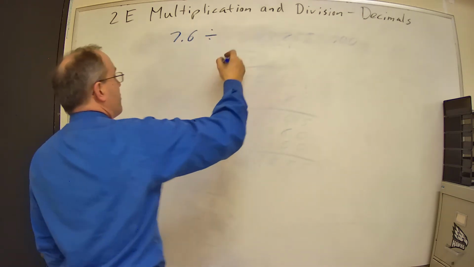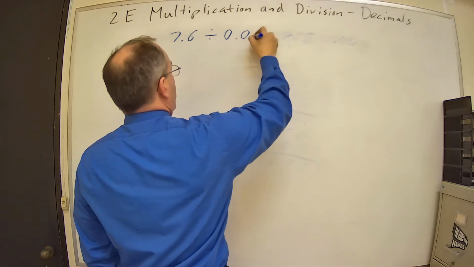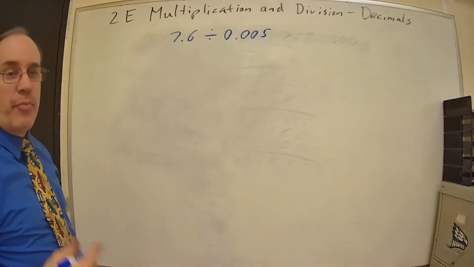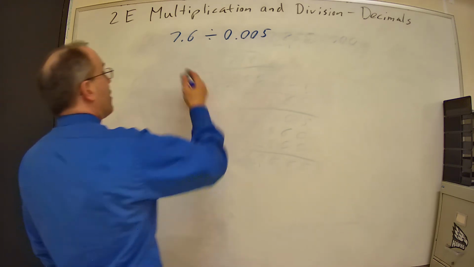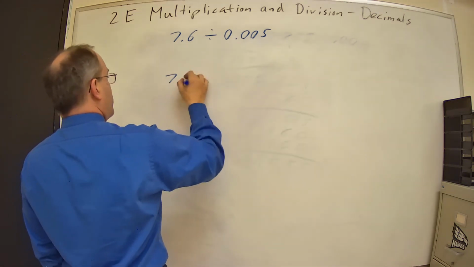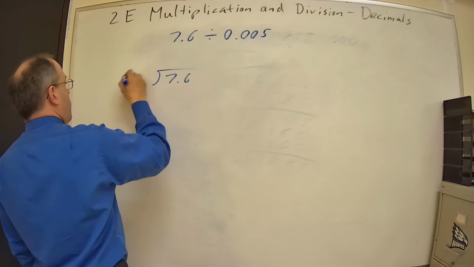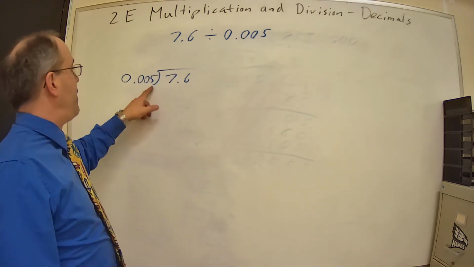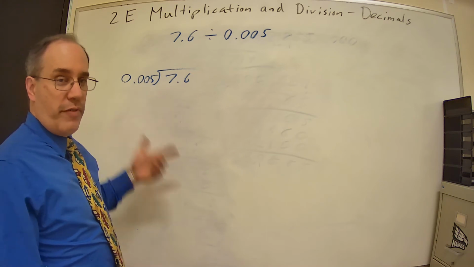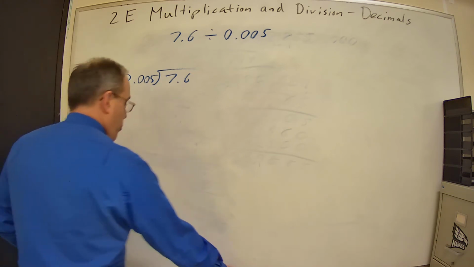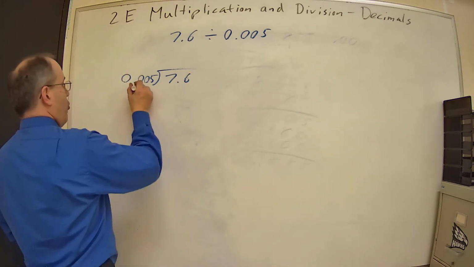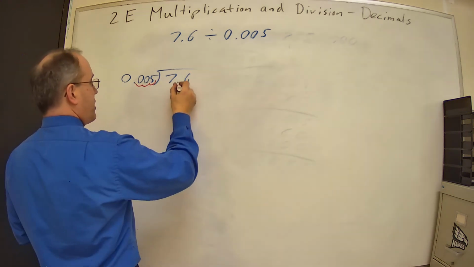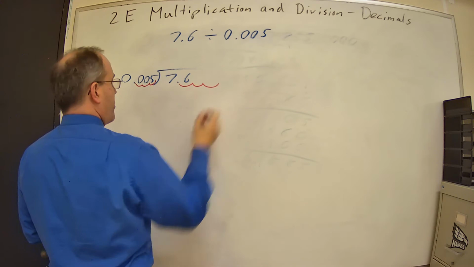7.6 divided by 0.005. So we've got 7.6 divided by 0.005. Well, we're not going to divide by 0.005. We want to divide by a whole number. So we're going to bring that decimal point over 1, 2, 3 places.